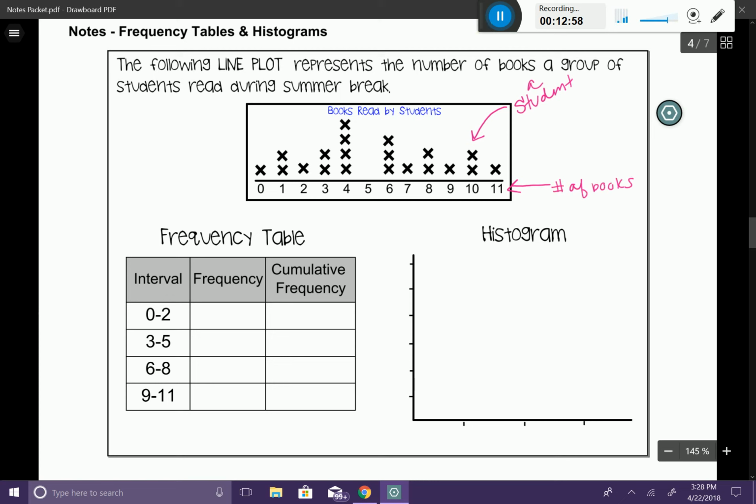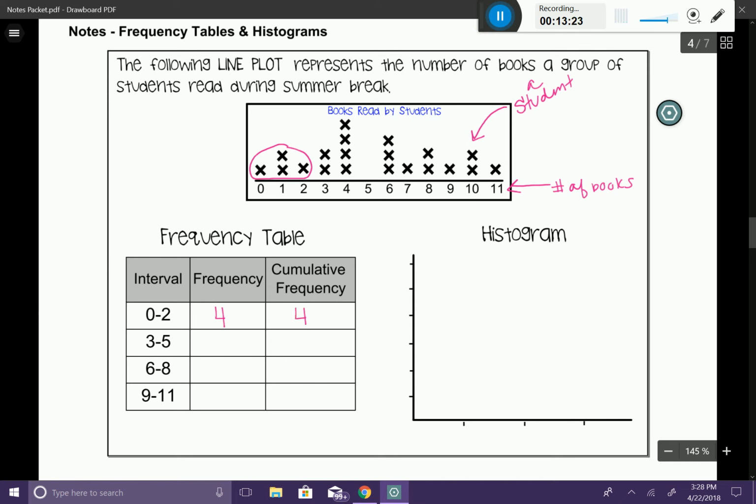All right, now that we know that information, let's fill out our frequency table. So we can see that our first interval is 0 to 2. That's going to represent these X's right here, which is 4. So I'm going to write 4 there. And then my cumulative frequency, again, is 4.